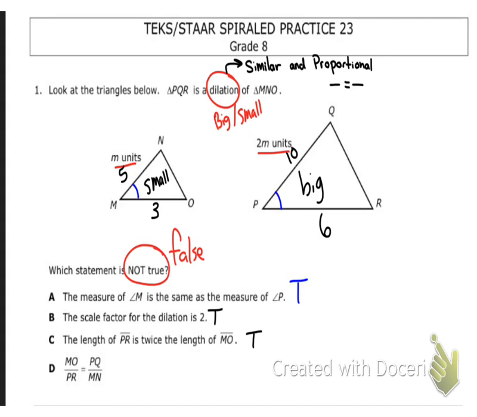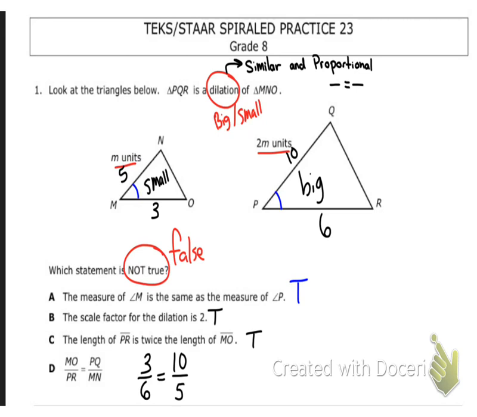The fraction equals fraction, or really I should be saying the proportion. Is that proportion set up correctly? Well, when I refer to MO, I'm referring to the 3. When I refer to MO over PR, PR is the 6. Now, I want to know if 3 over 6 is equal to, on the other side I have PQ. PQ is the 10 over MN, which is the 5.